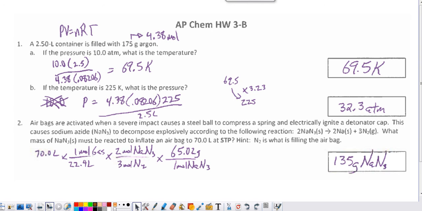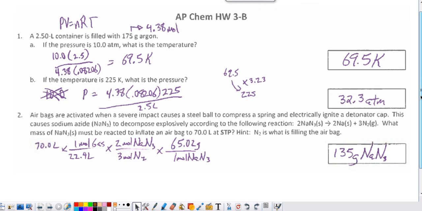There's 2 ways to do this. I first did it using PV equals nRT, where I throw in the moles and everything, the new temperature, and got my pressure of 32 atmospheres. Or you could say, well, it's going from 69 to 225. That's an increase of 3.23. It's 3.23 times more. So the pressure should increase by a factor of 3.23 also, which it did. It went from 10 atmospheres times 3.23, and now it's 32 atmospheres. So you could do it either way.